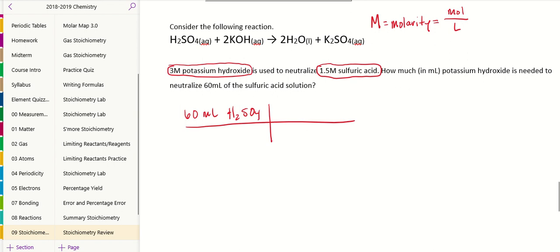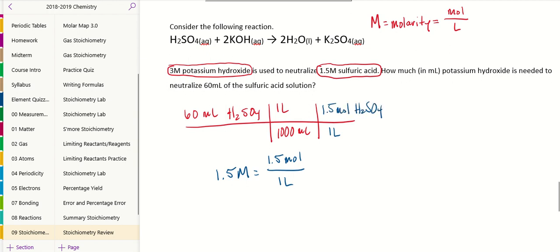So we need to convert from H2SO4 to potassium hydroxide to determine the amount of base that you need to neutralize your acid. We're at milliliters, we need to get to liters. 1,000 milliliters equals 1 liter. What's your concentration of sulfuric acid? 1.5 molar, which equals 1.5 moles over 1 liter of H2SO4. So my 1 liter on bottom, my 1.5 moles of H2SO4 on top. That's how you plug in your concentration unit to convert from liters to moles.